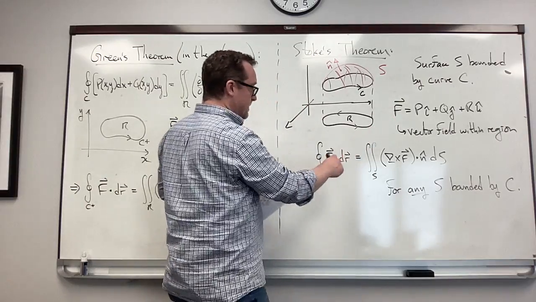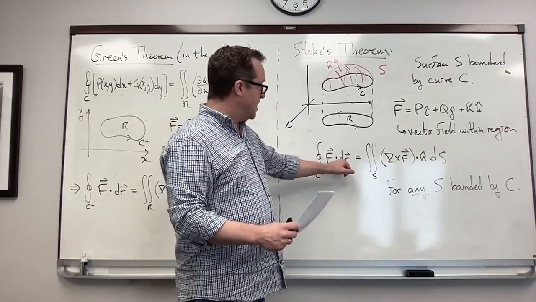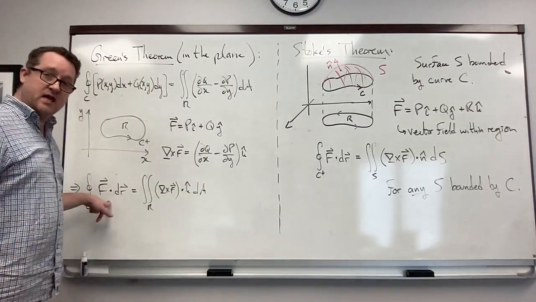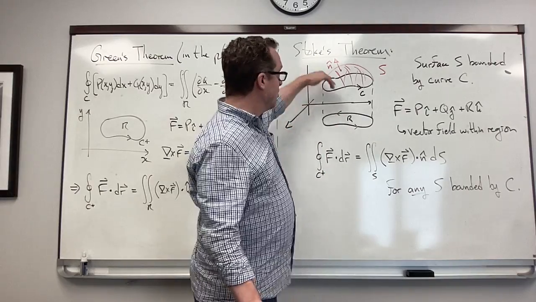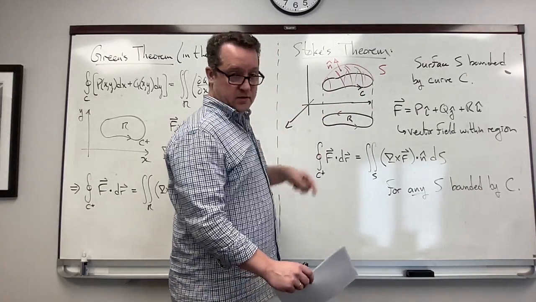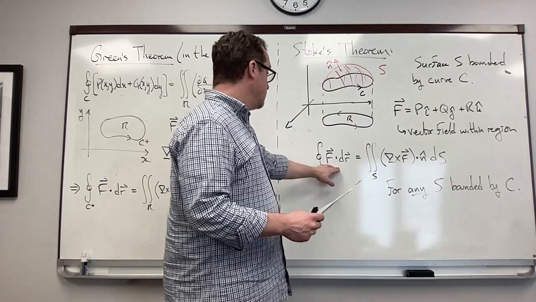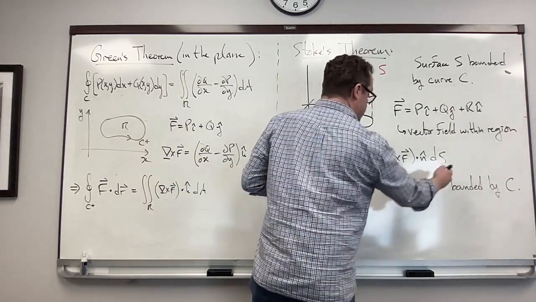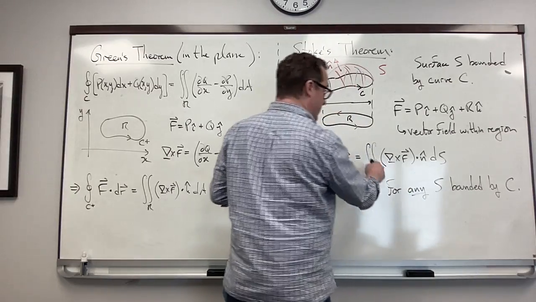Given all that, this is Stoke's theorem. The integral of f dot dr on a closed contour C, exactly the same statement as Green's theorem, okay? But now C is a general 3D closed contour. That is equal to the flux of the curl of F through the surface bounded by C.